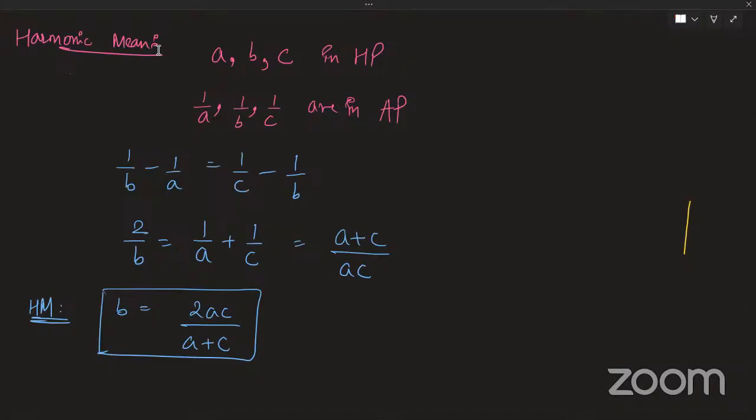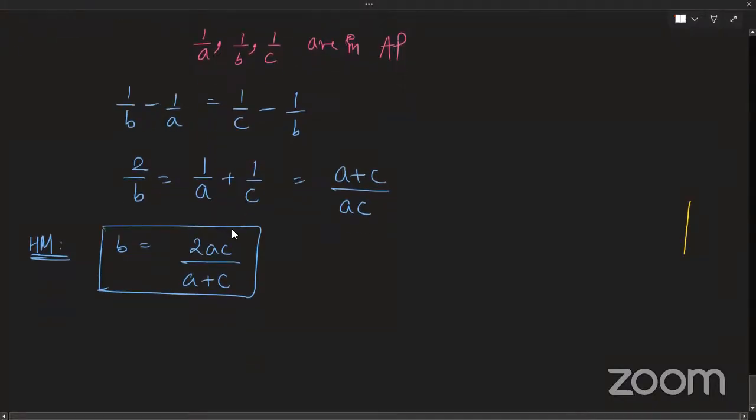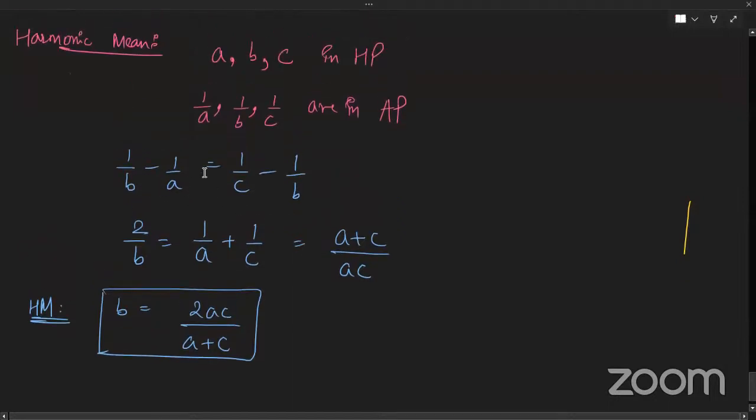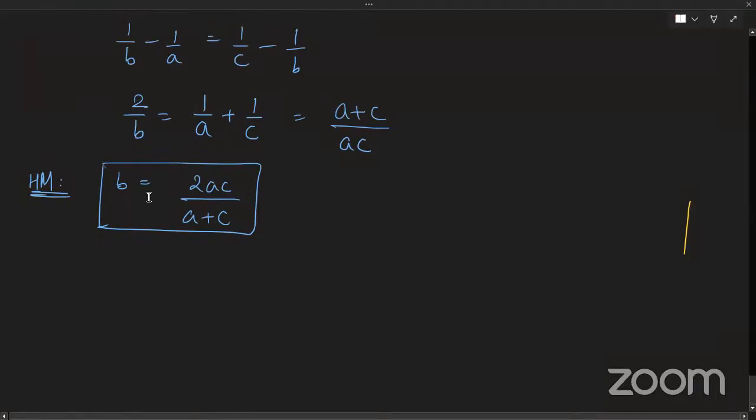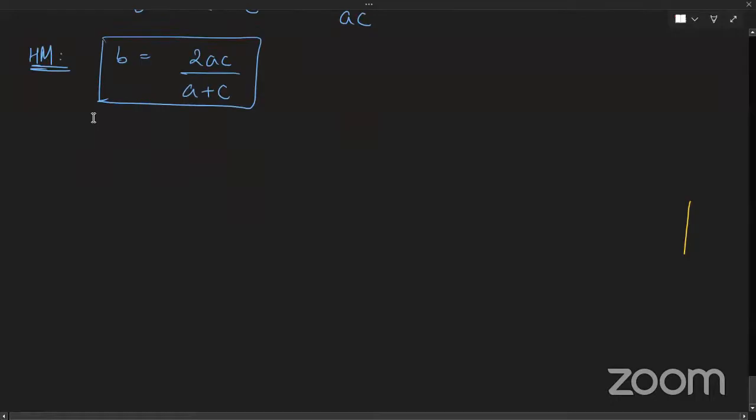How do you get 1 by B minus 1 by A equals 1 by C minus 1 by B? See, 1 by A, 1 by B, and 1 by C are in arithmetic progression. If they are in arithmetic progression, the difference between two consecutive terms is the same. That is why 1 by B minus 1 by A is equal to 1 by C minus 1 by B. That is how it comes. So this is what we call harmonic mean. Just a very small problem.